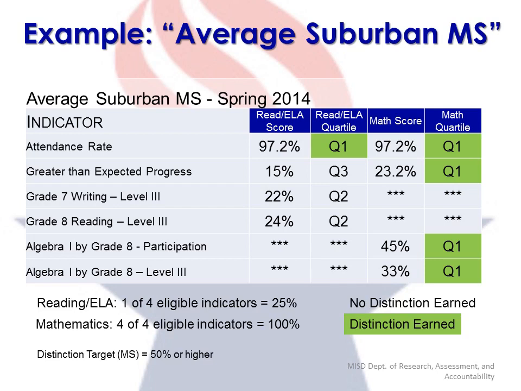The indicators in which Average Suburban Middle School ranked in the top quartile are highlighted in green. At the bottom you can see that Average Suburban Middle School fell 1 indicator short on academic achievement in reading, ELA, but left no doubt of its distinction in math, ranking in the top quartile in all 4 available indicators.